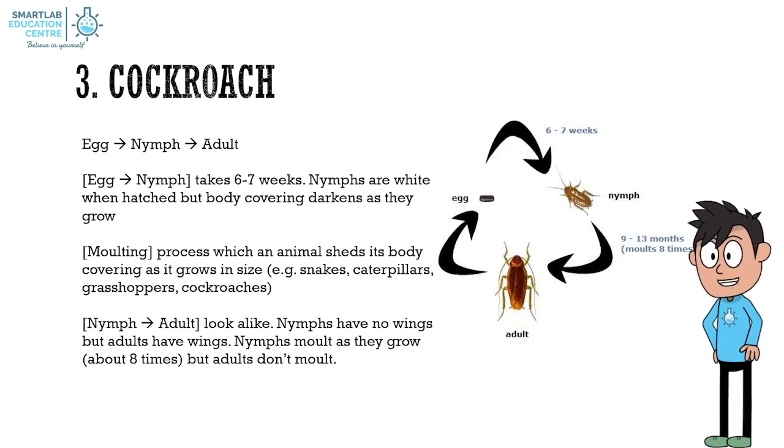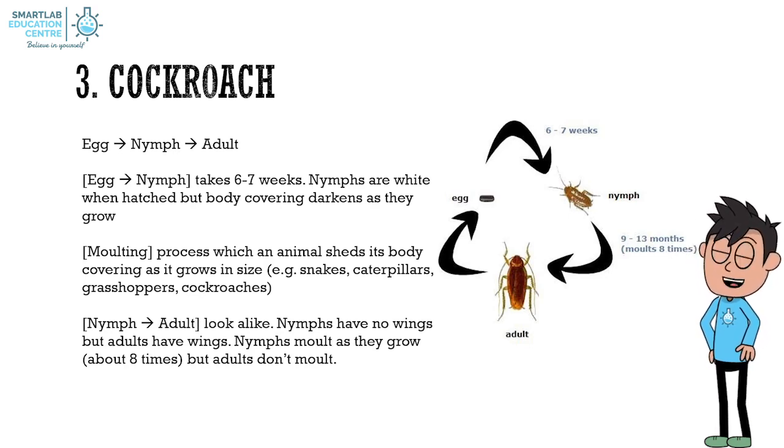Nymphs have no wings but adults have wings. Nymphs molt as they grow, about 8 times, but adults don't molt.